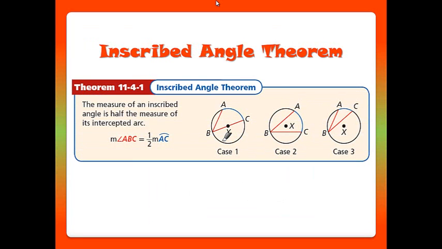Our next theorem is the inscribed angle theorem. This theorem states that the measure of an inscribed angle is half the measure of its intercepted arc. So in this diagram, we have three cases of what that might look like. Here we have angle ABC. It's going to be half the measure of this arc measure. In this case, angle ABC will be half the measure of this arc measure. And same for case 3. It will be half the measure of arc AC.